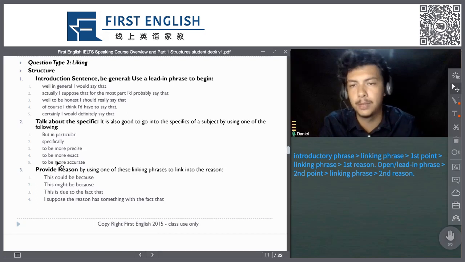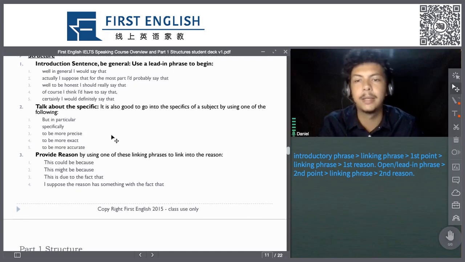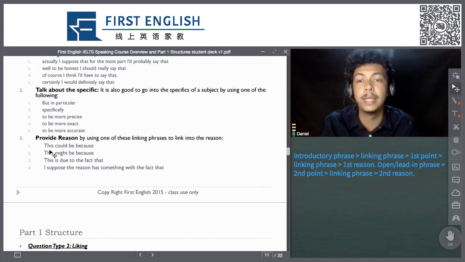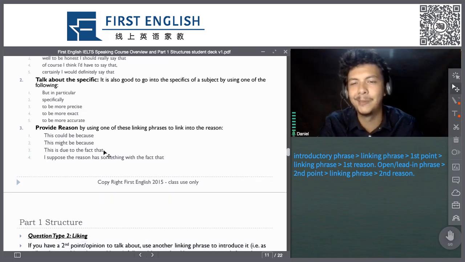So at this point, our answer should sound something like, well, in general, I would have to say that I do like animals, but in particular, I would say something along those lines. I like a particular animal. You would want to say a specific one, I like cats or I like dogs. And then you're going to transition into your reason because we just mentioned our point. And our reason is going to lead in with a linking phrase. Something like, this could be because, this might be because, this is due to the fact that, this is attributed to, so on and so forth. I think you're starting to get the idea, right?